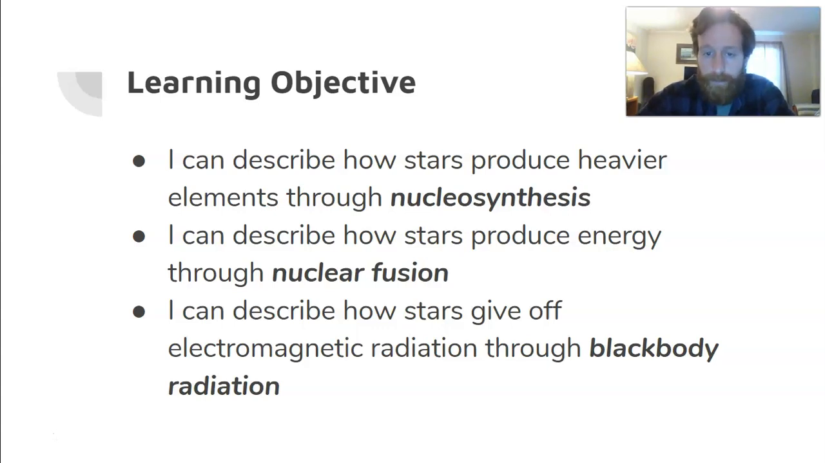So we're basically going to talk about what stars do. And stars do two things. They produce elements and they produce energy, and that energy is eventually given off in the form of light, electromagnetic radiation.